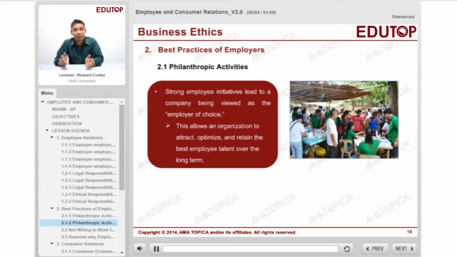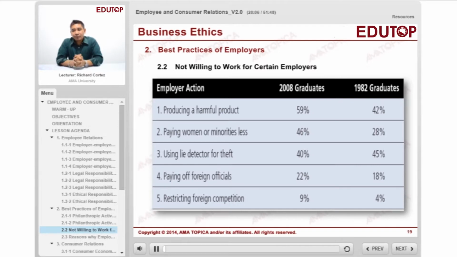Here I have a table entitled "Not Willing to Work for Certain Employers." What are the reasons why employees don't want to work in a certain company? Number one, 59% of the respondents said that they will not work for a company producing harmful products. So guys, take note. If your company is producing or rendering services that are harmful to the community or to the customers, 59% of the graduates don't want to work in your company.